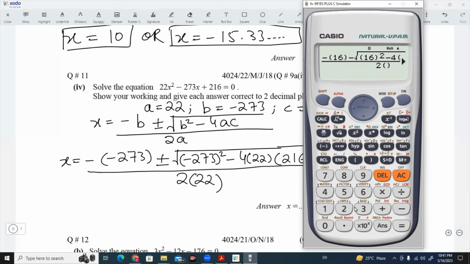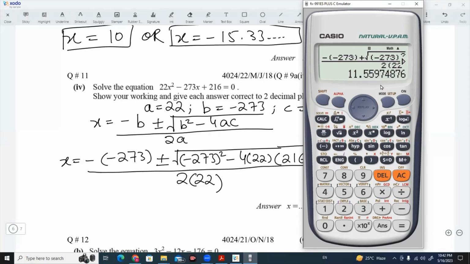Replacing A with 22. So replacing C, value of C is 216 with positive sign. And then A with 22. Similarly, value of B is negative 273. And outside the bracket as well, changing this sign to positive. First of all, we have to positive 1 and minus 2, 7, and 3. Now press equals to sign. You will be having your answer.